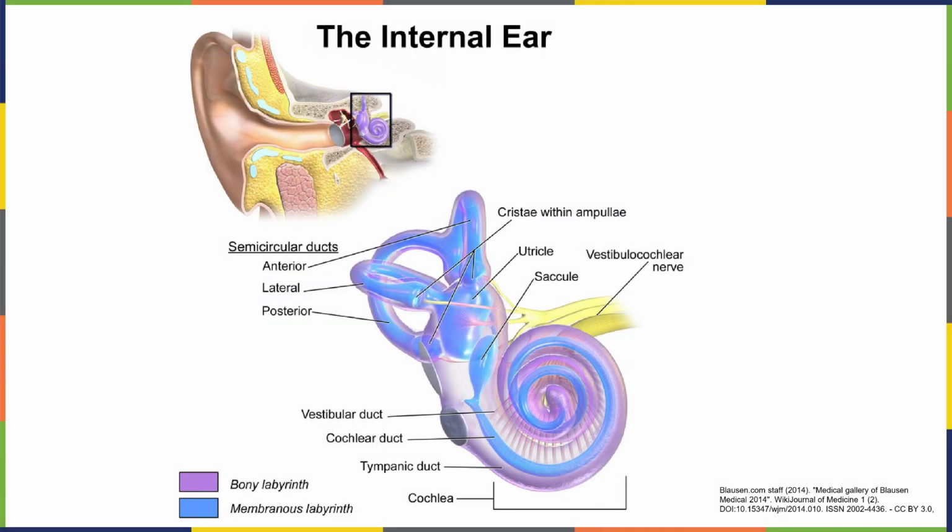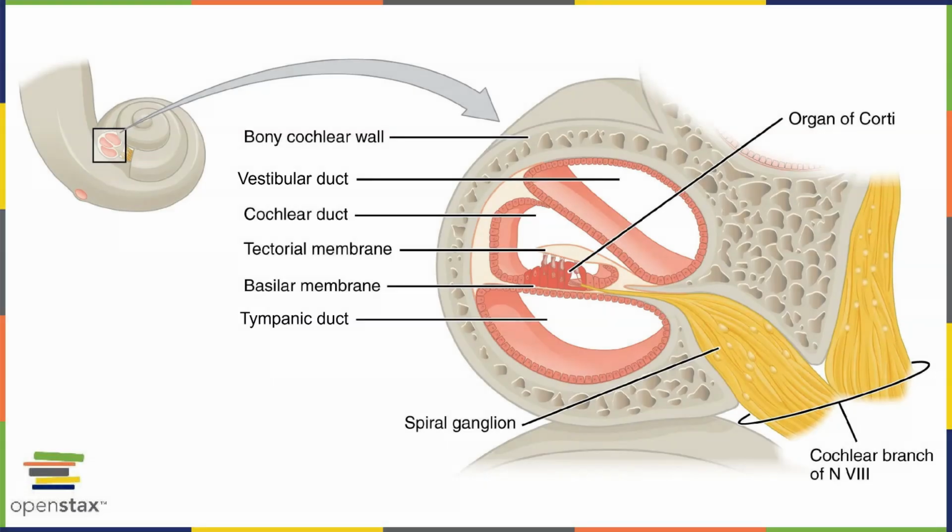The final structure is the cochlea, which is responsible for hearing. This spiral-shaped organ contains three ducts. The vestibular duct begins at the oval window and contains perilymph. The tympanic duct ends at the round window and also contains perilymph. Between them lies the cochlear duct, which is filled with endolymph and houses the spiral organ of Corti.